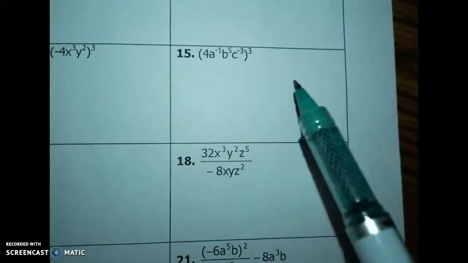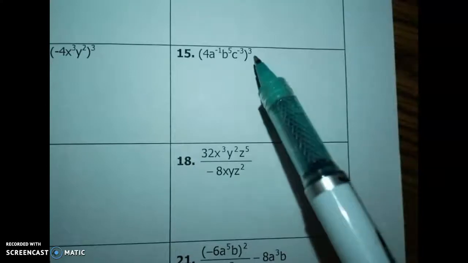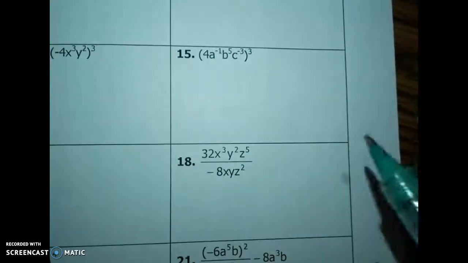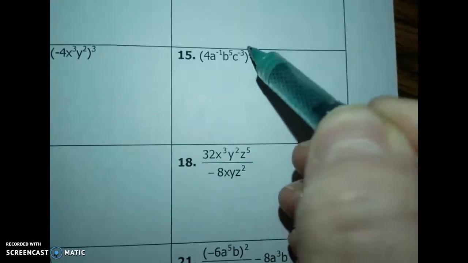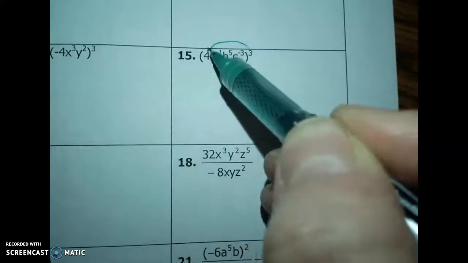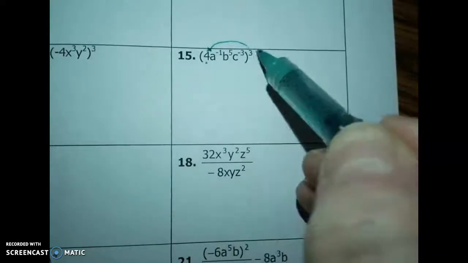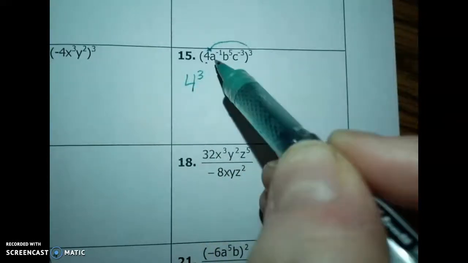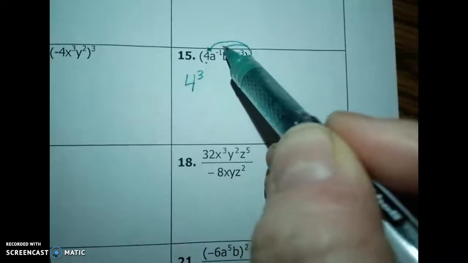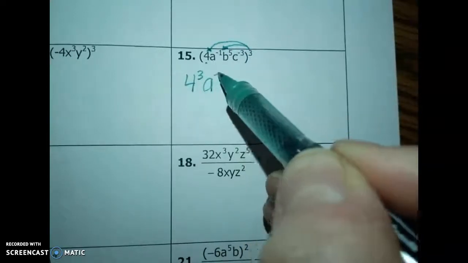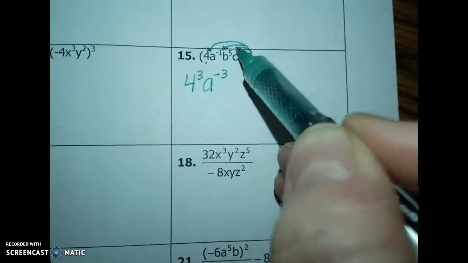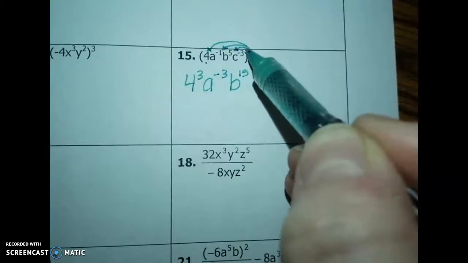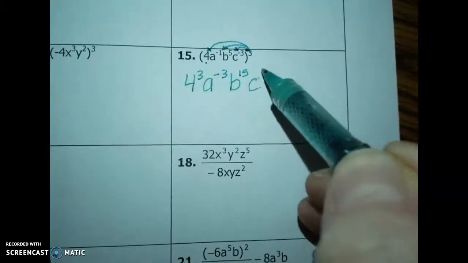Remember on the front where we went over the rules for exponents, we were reviewing them. Anytime you have an exponent next to the parenthesis, it's telling you to distribute that exponent through to every single item inside, to every exponent inside. So the 4 actually has an exponent of 1, so 1 times 3 is 3, so we end up with 4 cubed. Then a to the negative 1, so negative 1 times 3 is negative 3. 3 times 5 is 15. So we're only going to the exponents. And then we have 3 times 3 on the C, so I get negative 9.